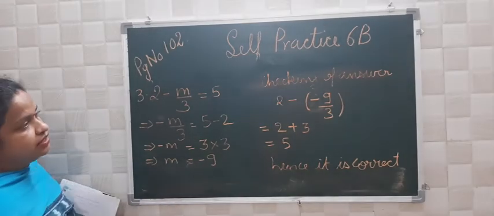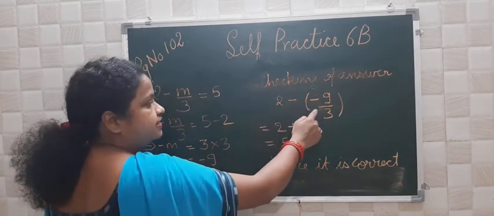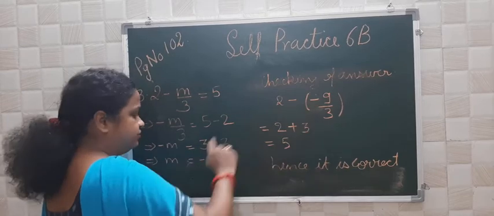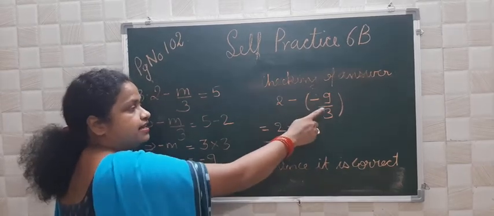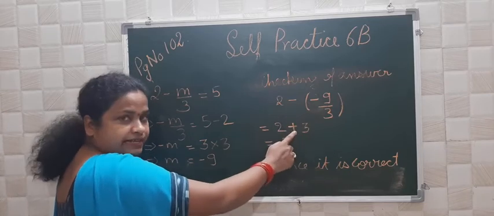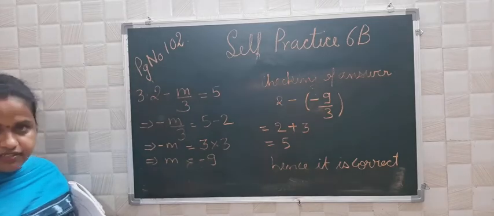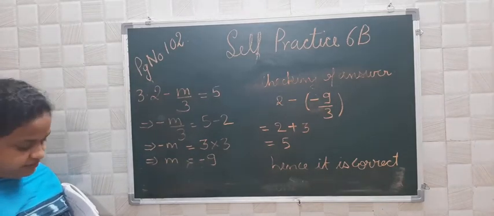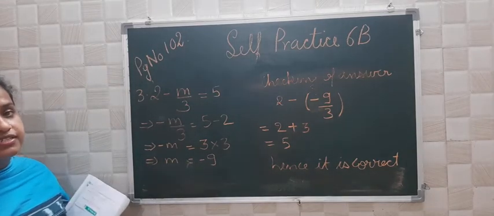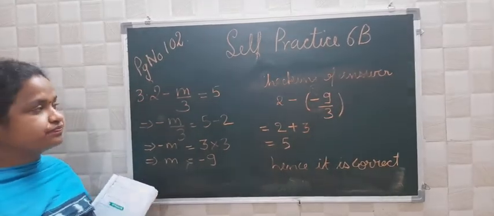Correct? Now you have to check your answer. 2 minus 9 by 3. Correct? Minus 9 you are getting here, na? So minus 9 by 3 means 3 3s are 9 and minus will become plus. So 2 plus 3, 5. So your answer is correct. Okay. If you are getting some different value, then you may say that your answer is not correct. So hence here your answer is correct.